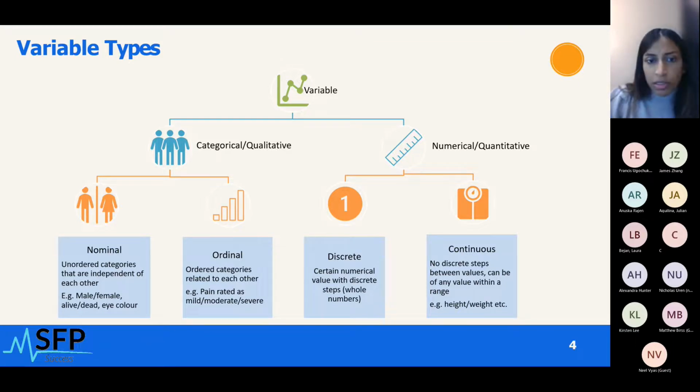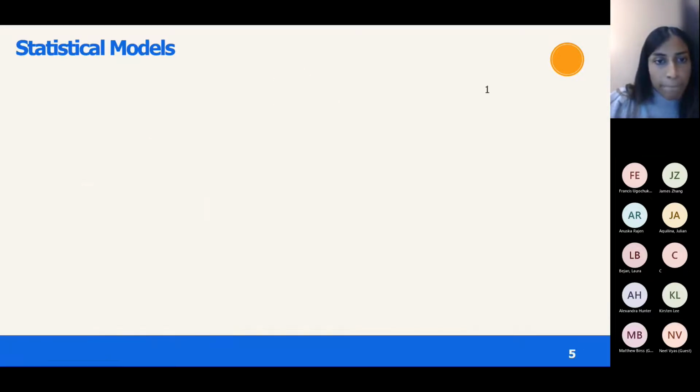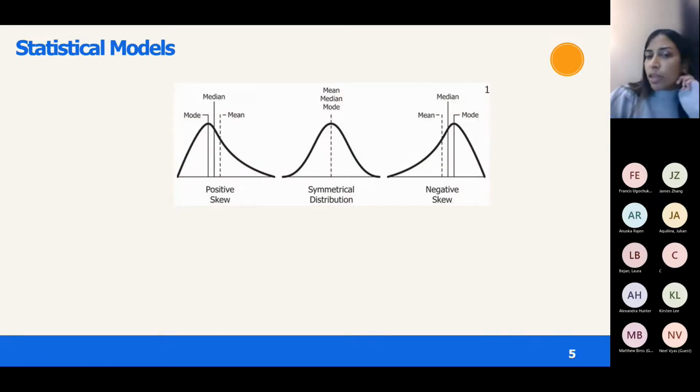Whereas numerical can be split into discrete and continuous. Discrete are whole numbers, so that will be things like 1, 2, 3, 4, and then continuous is when in between any number you can have any value within a range. So that should all be familiar to you.